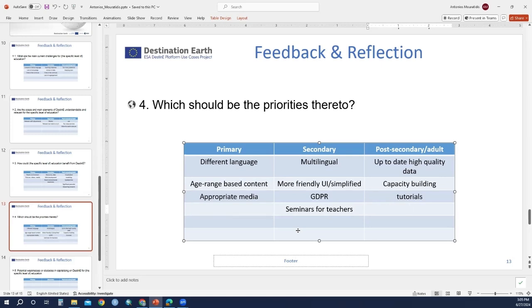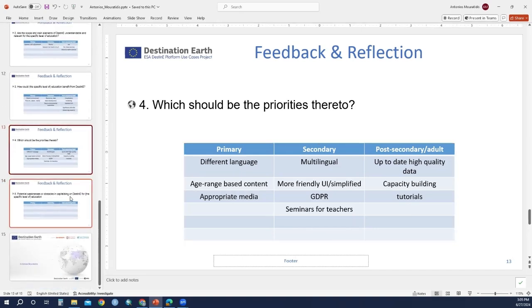Then, of course, age-related content, which can be more important for younger ages. As we also discussed, it's not necessary that the students or the learners are using the platform. It can be the teacher only that is using it for primary education. So this is one point that we need to take into consideration. I'm not sure if it's possible to adapt elements or components of the platform to be used by primary school pupils, for example. This needs to be checked in the future.